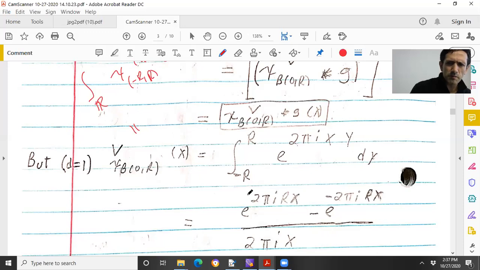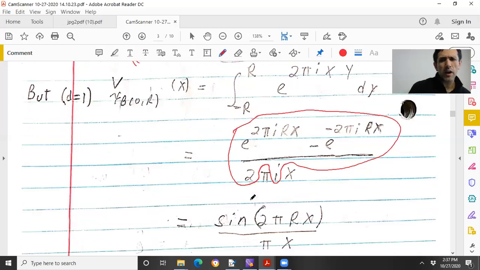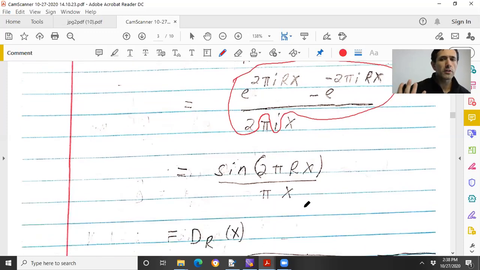And yeah, this whole thing here is just sine 2 pi rx. So it's sine 2 pi rx over pi x. And because this is very similar to the Dirichlet kernel, there it was sine 2 pi n plus 1 x over sine pi x. But sine pi x and pi x near 0, near the singularity, are basically very similar. Because this is so similar to the Dirichlet kernel, we often call this also the Dirichlet kernel.